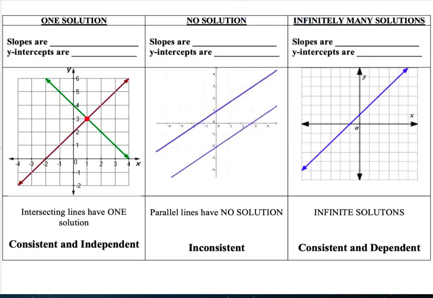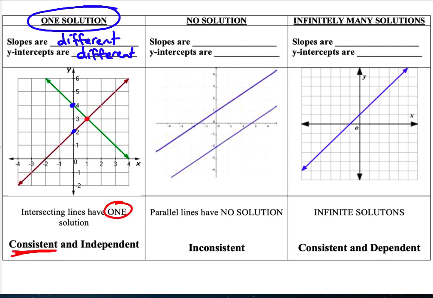All right, so let's see what that looks like here. So in the first column, we have one solution. Okay, so we have two lines that are graphed. You'll notice that the slopes are different, and the y-intercepts are different. So they're both moving at different angles, and they cross the y-axis at different points. So they have one solution, so they are consistent, meaning one or more solutions, and independent, meaning they have exactly one solution.